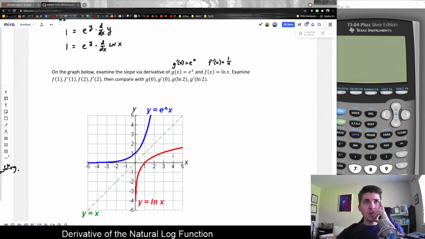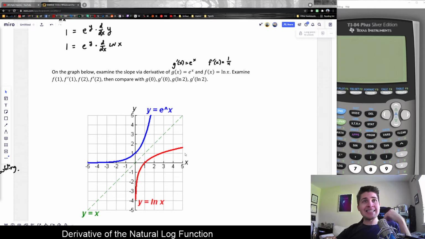So looking back at the graph of e to the x and ln of x, in class we talked about how the graph of e to the x is an exponential function. They always look like this. They grow really, really rapidly as x goes to infinity, and they get very, very small, heading towards 0 when x goes to minus infinity.